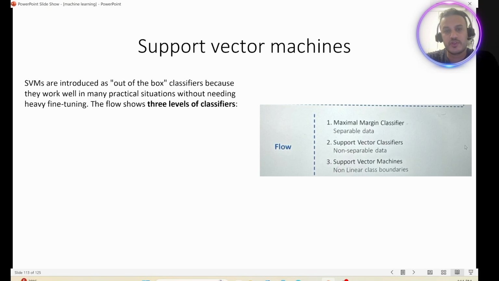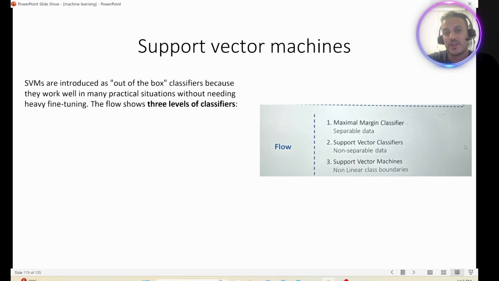Hi everyone, so today we will cover support vector machines. It is called an out-of-the-box classifier because it works well in many practical situations without needing heavy fine tuning. So this classifier is totally different from what we've been learning till now. It's different from linear regression, logistic regression, and trees.